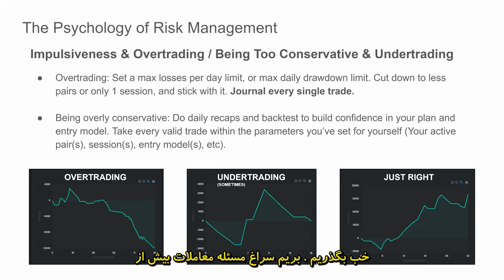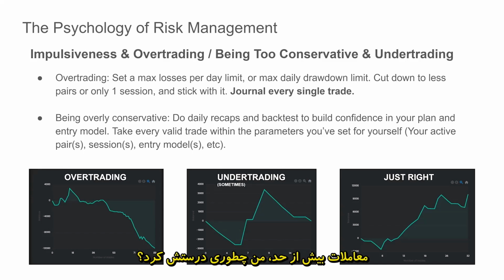So moving on, impulsiveness and overtrading or being too conservative, right? We talked about this a little bit earlier. Overtrading. In order to fix this problem, this is a problem that I had. These are actual equity curves from FTMO challenges that I've done in the past. I think this is the first time I've shown this to the public. Well, it's not public, but I'm showing it to the Phantom community.